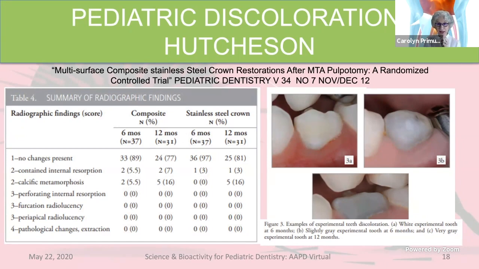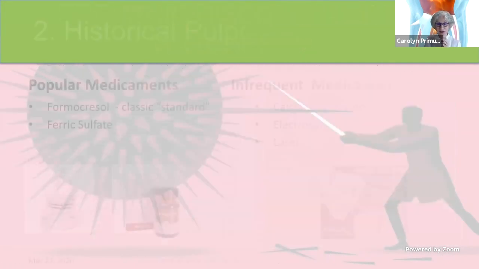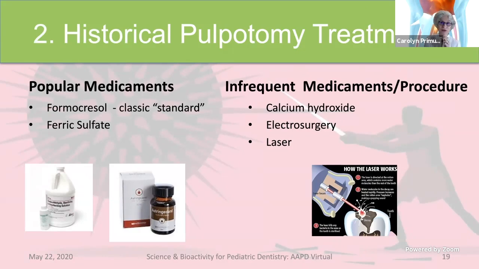Snapshot from something that inspired me to develop Neo-MTA, which was a study by Professor Seal and her graduate students showing that if you put MTA in a pulpotomy and then restored the teeth with a composite rather than a stainless steel crown, over time, the teeth darkened remarkably, even though over here you can see that the radiographic findings were that the tooth was healthy. Well, I thought about that, and that's how Neo-MTA came to be developed. And that also speaks to not using products that contain bismuth oxide.